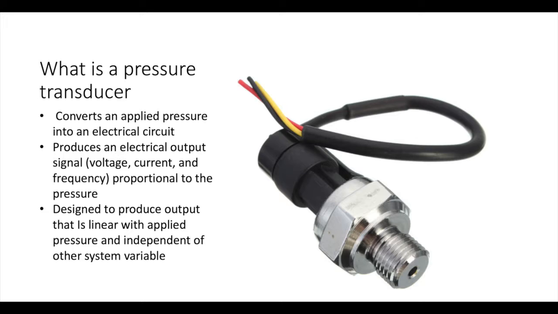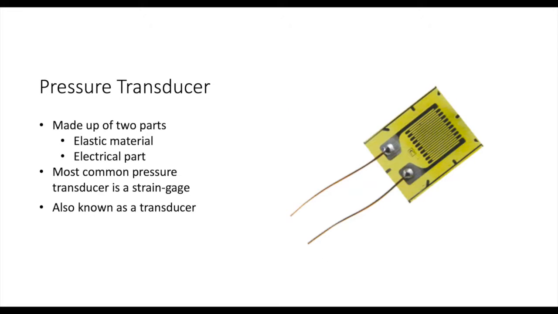What is a pressure transducer? A pressure transducer converts an applied pressure into an electrical signal. It produces an electrical output signal in voltage, current, or frequency proportional to the pressure. It is designed to produce an output that is linear with applied pressure and independent of the system variable. It is made up of two parts, an elastic material and an electrical part. The most common pressure transducer is a strain gauge, as shown in Figure 2. A pressure transducer is also known as a transmitter.